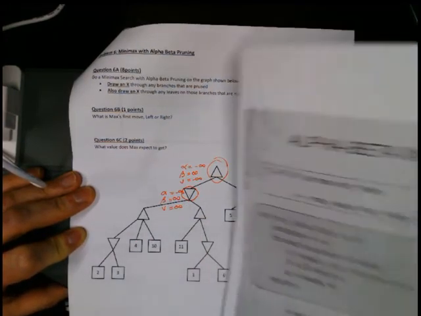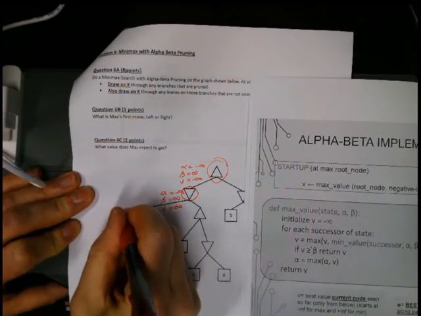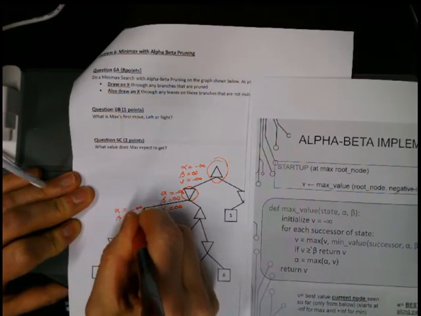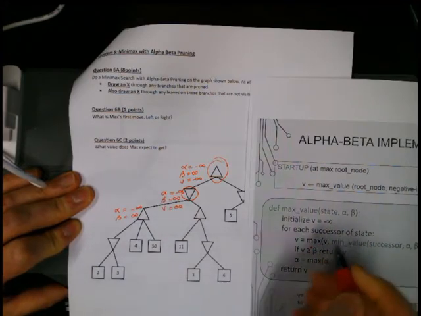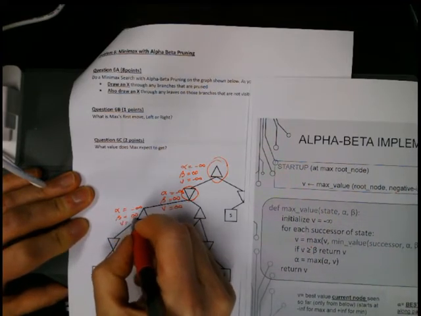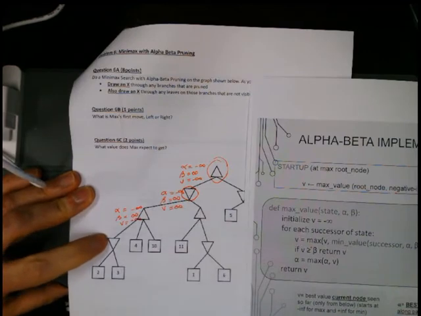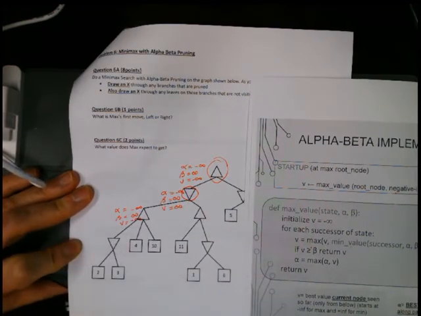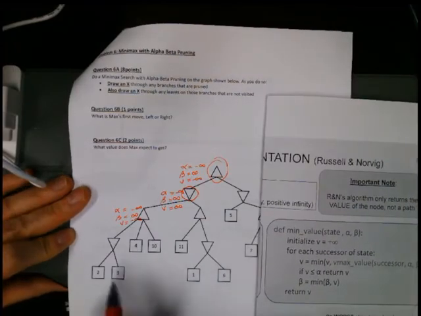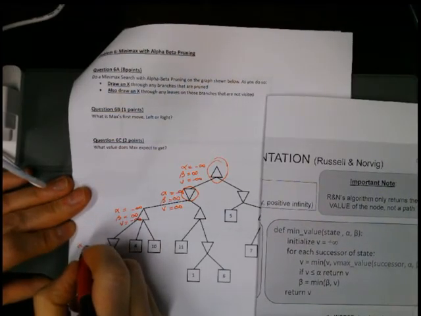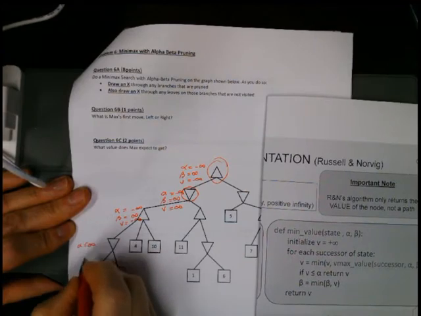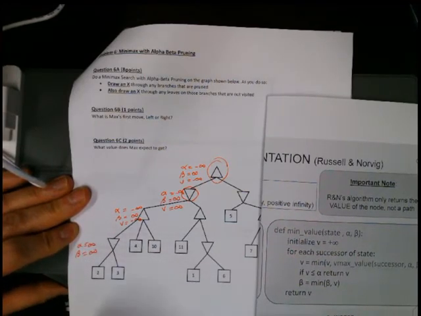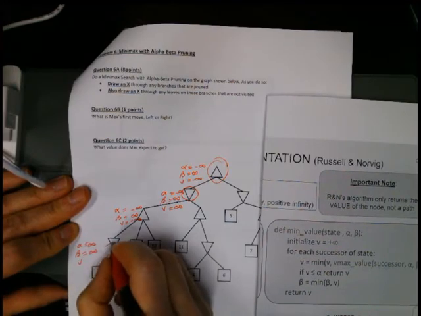So we run the max, and we get alpha is negative infinity, and beta is infinity, and we initialize v to be negative infinity, right? And we run min on all of the children of this node, so we'll start there. Alpha starts out as negative infinity, beta starts out as positive infinity, and v, because it's a min node, right?